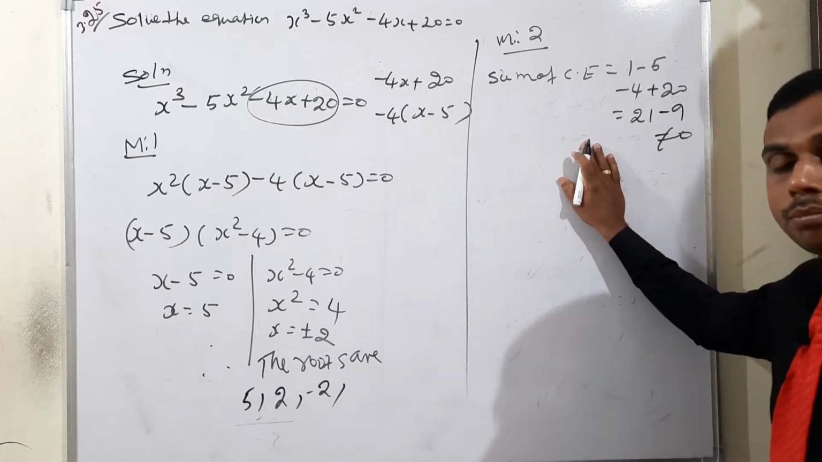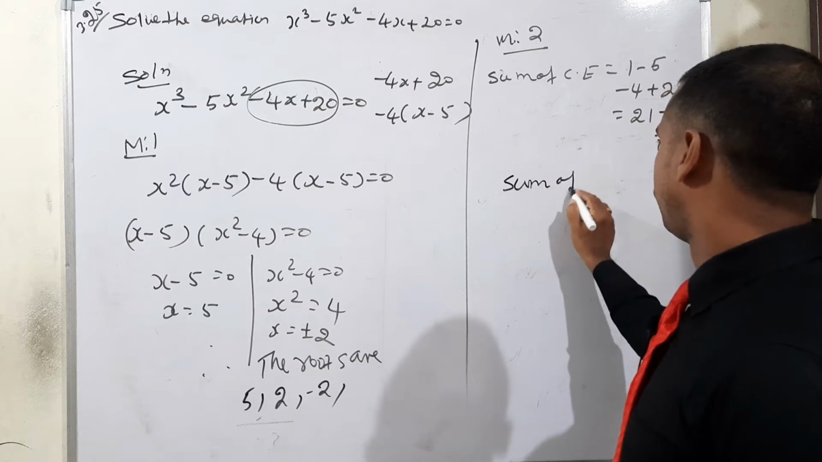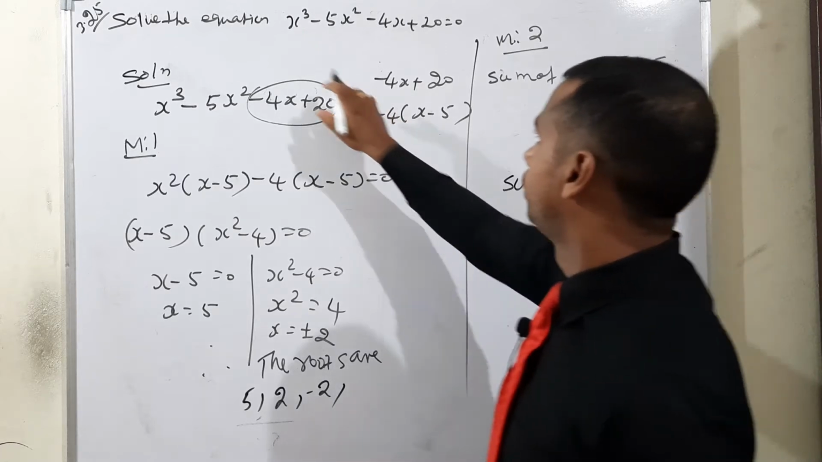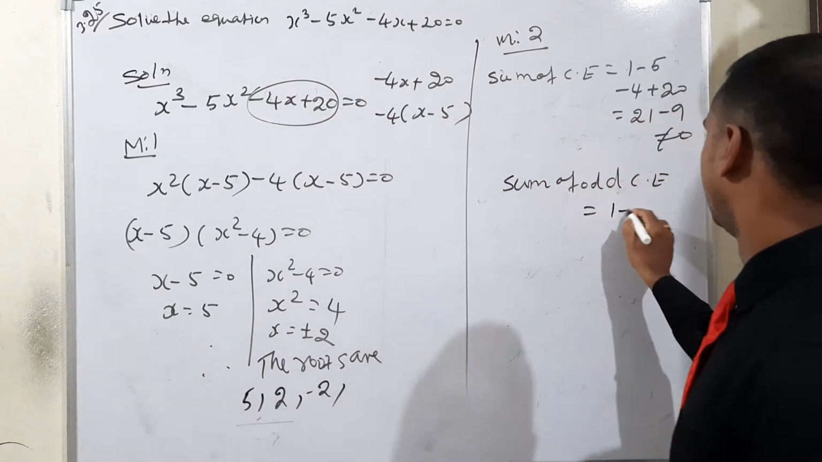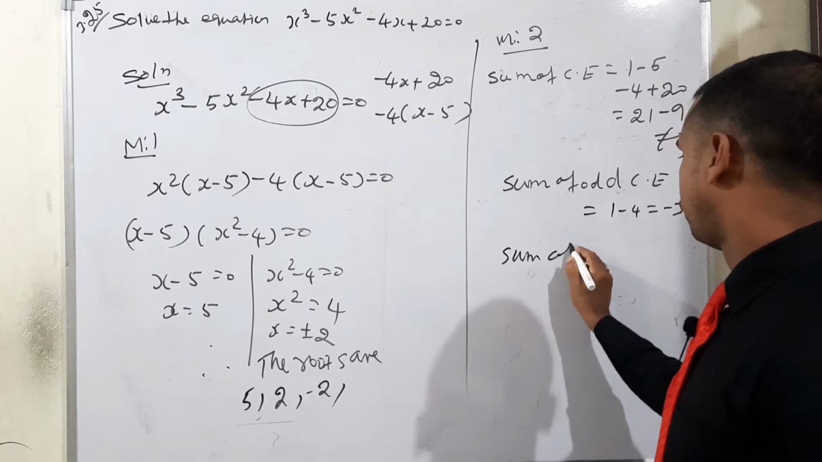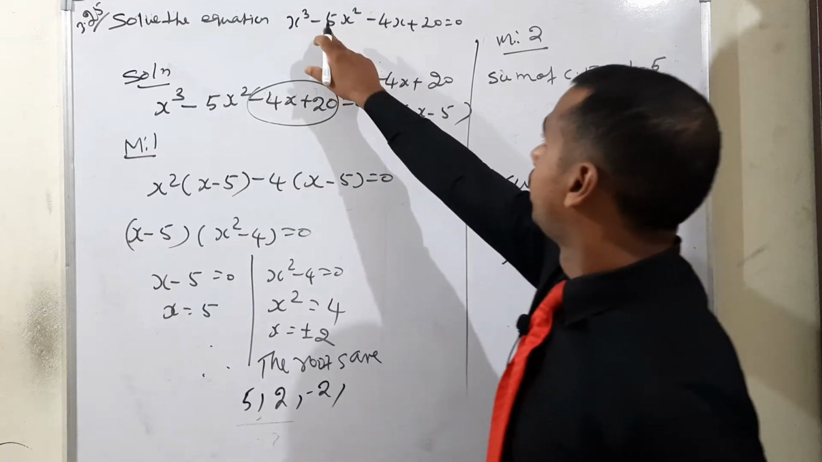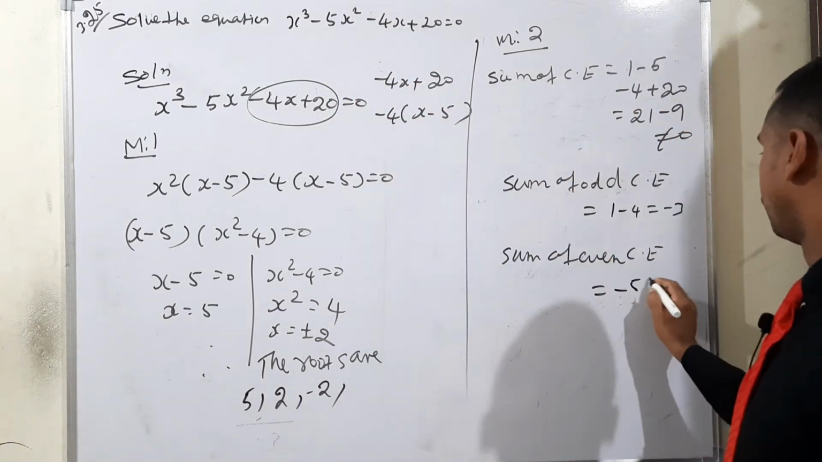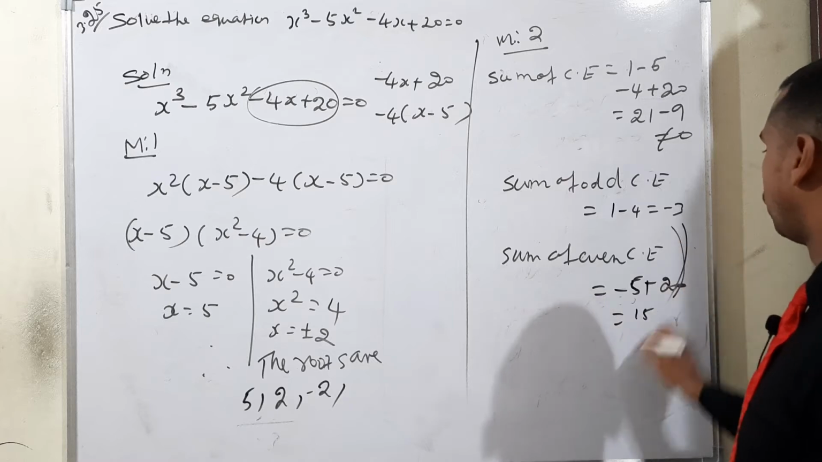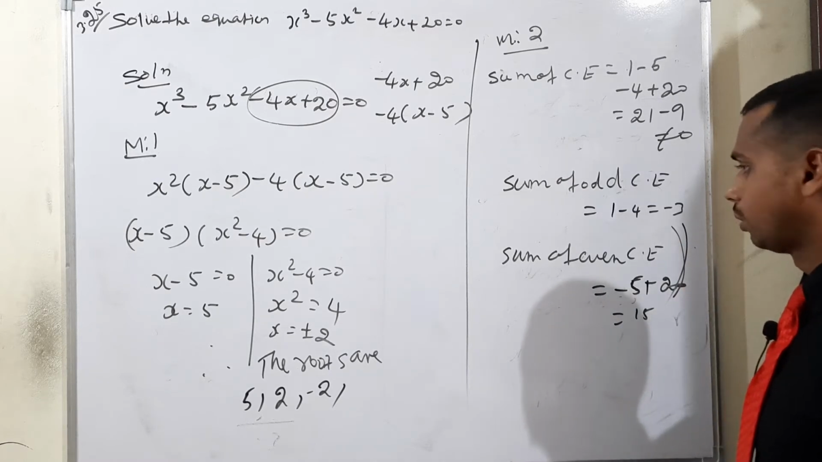Again you have to check the sum of odd coefficients and even coefficients. So what is the value of the sum of odd coefficients? It means 1 minus 4, so 1 minus 4 is equal to minus 3. Then the sum of even coefficients, what is the value? Minus 5 and positive 20. Minus 5 plus 20 is equal to 15. So again it's not equal, isn't it? So the sum of odd coefficients and even coefficients also is not possible.